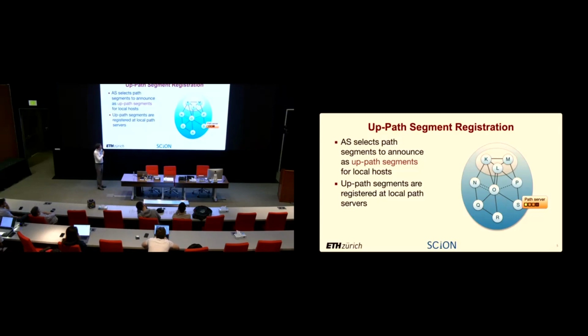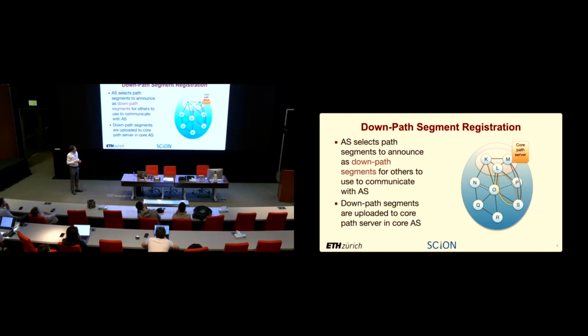But you see an interesting aspect is that the architecture enables selection of these path segments. So the local administrator can define which paths should be made available to the local hosts. And the same thing happens then for paths that are made available globally. So one can do ingress path control by looking again at these path segments.